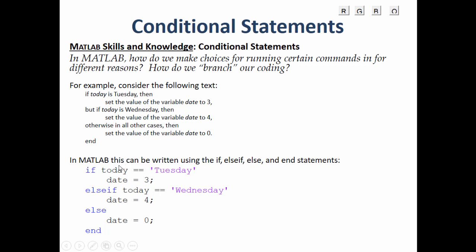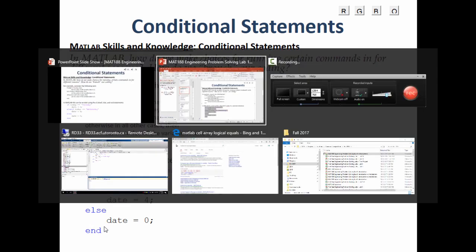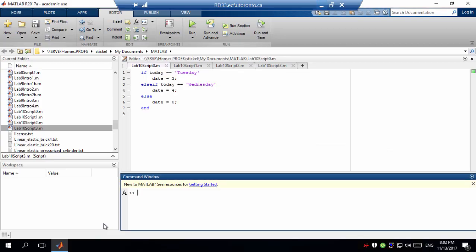And so in MATLAB, we could use this simple structure, based on this if, else, and end. Essentially it is if, but if, or else if, and then otherwise in all other cases, that's the else statement, and then the end wraps it up. So let's see what this looks like in MATLAB.